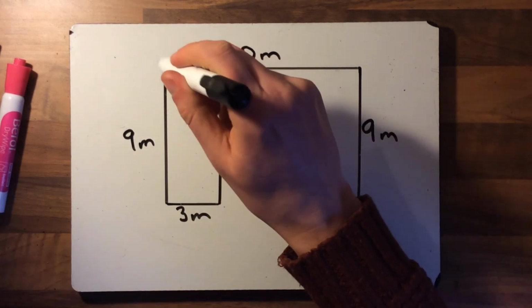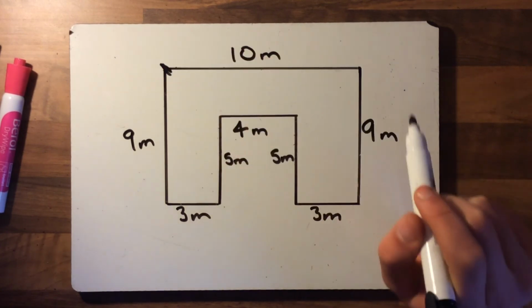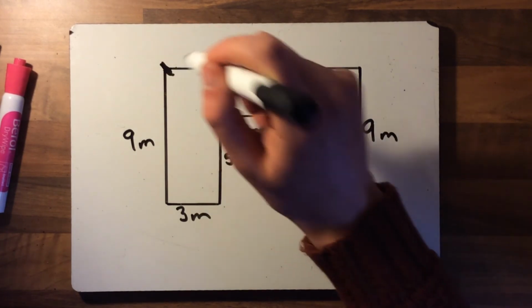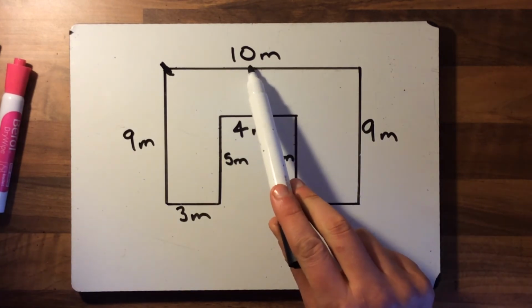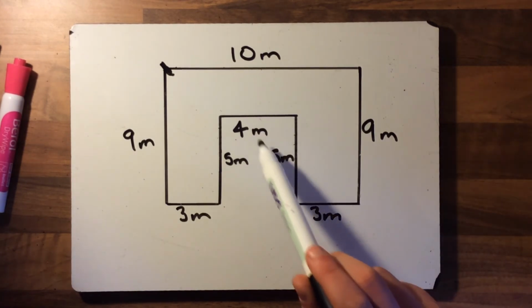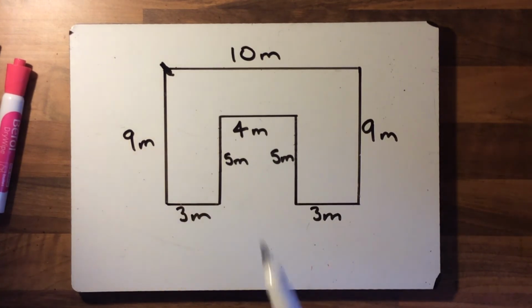So if I put a little marker in the corner, and if you want to have a go at pausing the video, you'll be adding up all these edges. So 10, 9, 3, 5, 4, 5, 3, and 9.